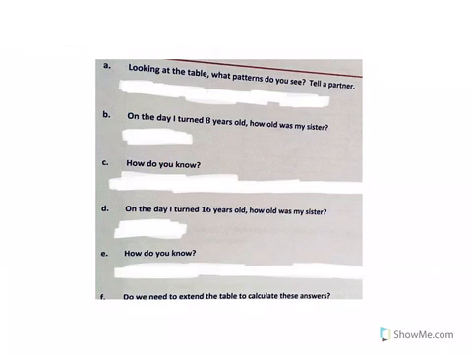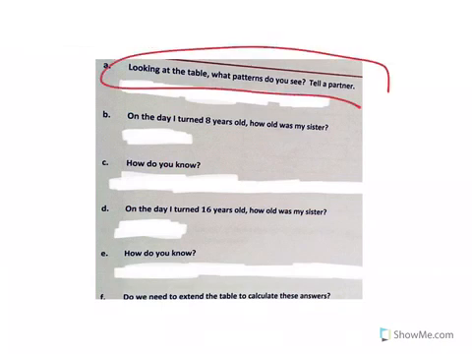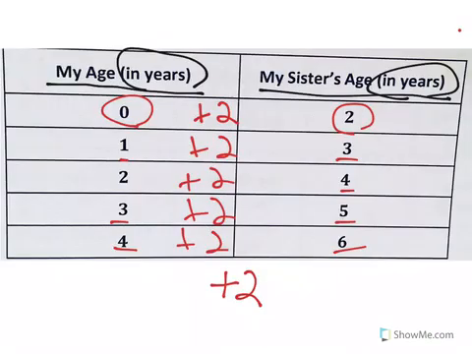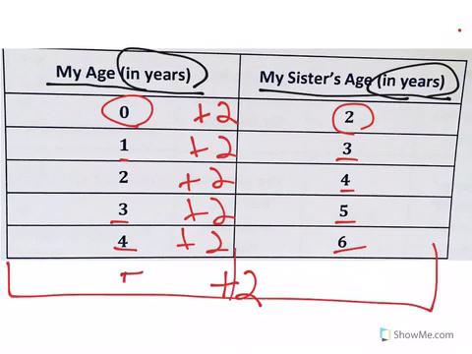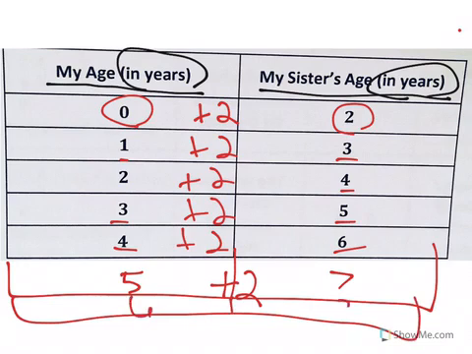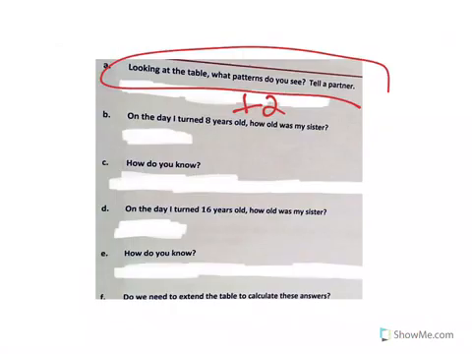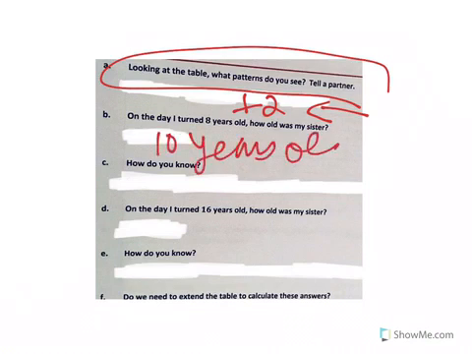All right, let's look at some questions. What patterns do you see? Well, we already talked about that. We're starting to see plus 2 from my age to her age. On the day I turned 8 years old, how old was my sister? Let's go back to the chart. Do we need to extend the chart and do 5, 7, 6, 8? Do we have to go all the way down? We don't have to, because we know the pattern is plus 2. So on the day I turned 8 years old, my sister is 8 plus 2. She would have turned 10 years old.